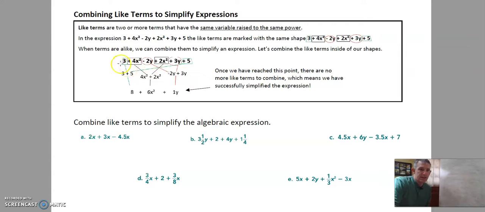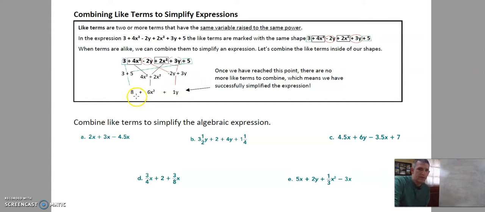They took the 3 and the 5 and added them together and got 8. Then they took the 4 in front of the x squared and the 2 in front of the x squared and added that together to get 6x squared. Notice you just add the numbers in front. Then here we have the minus 2y and the plus 3y and they get a 1y. We haven't talked about negatives yet, but if we took 3 and subtracted 2, we would get 1. And that's where that 1y comes from.